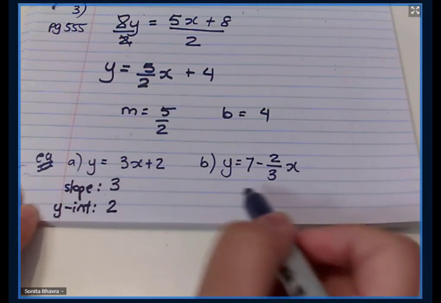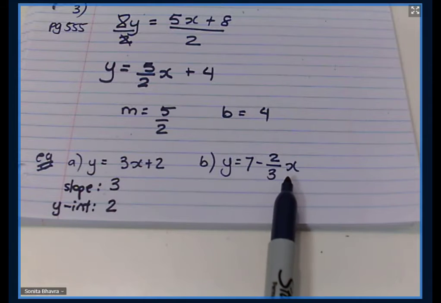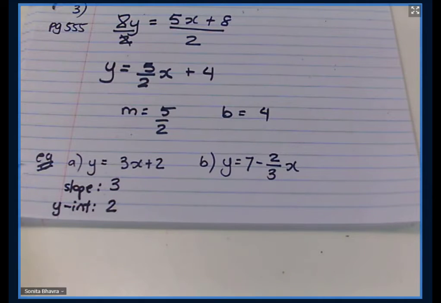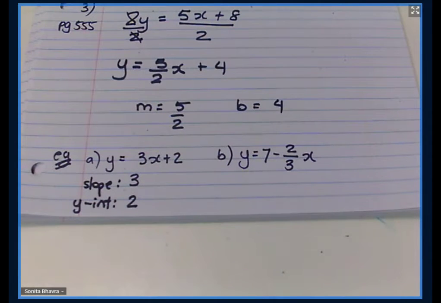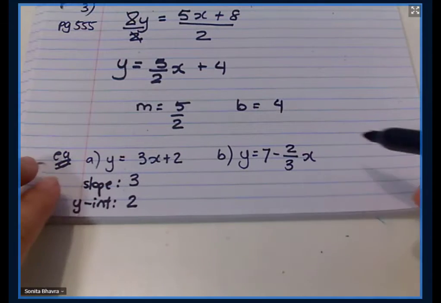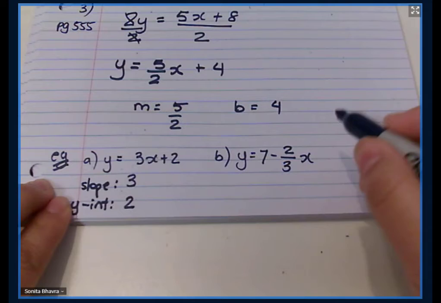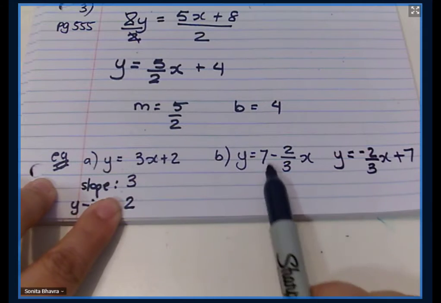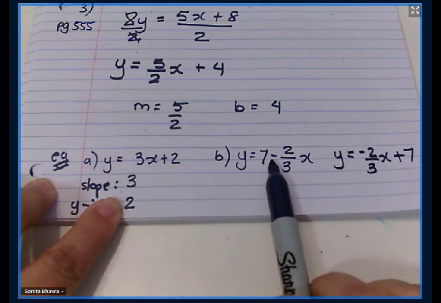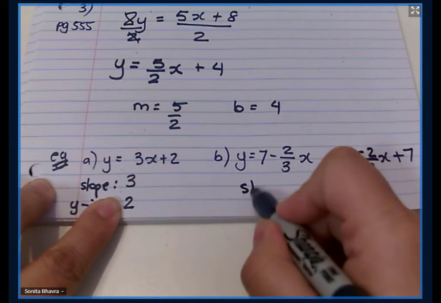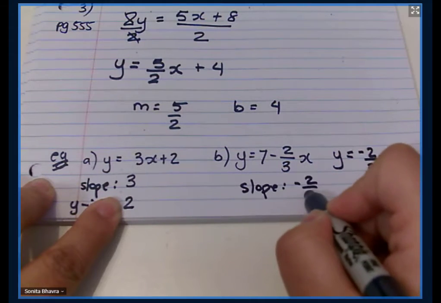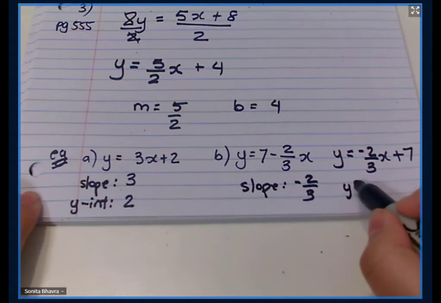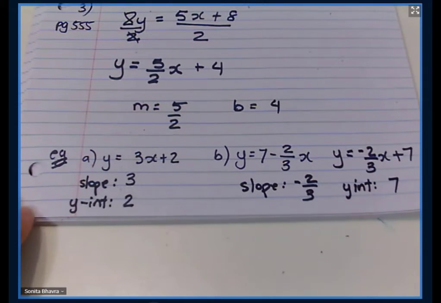Our second equation here is y equals 7 minus 2 over 3x. The only thing a little bit confusing about this one is that it's not written exactly in y equals mx plus b form. So all you need to do for this one is just switch the 7 over to this side. So it's just y equals negative 2 over 3x plus 7. It is a positive 7, and our slope is negative 2 over 3, meaning the line is going down, and our y-intercept is positive 7.